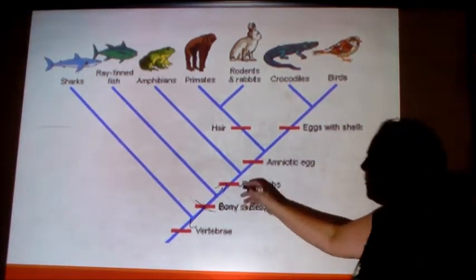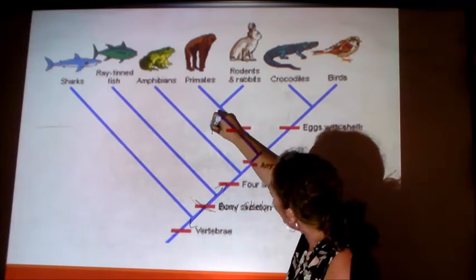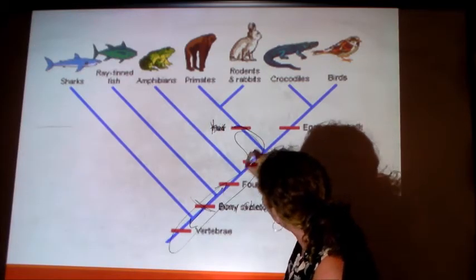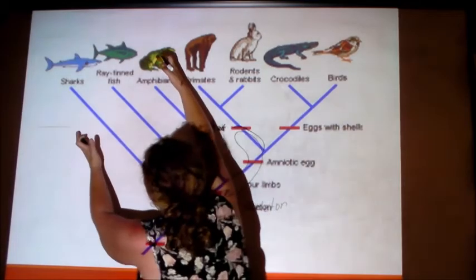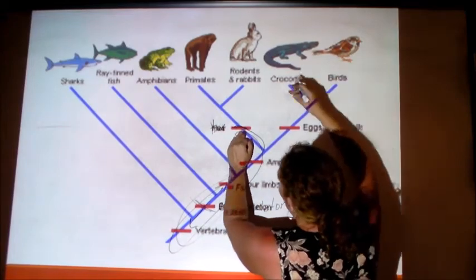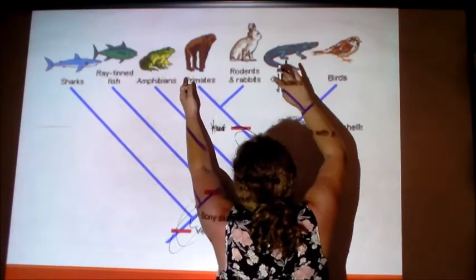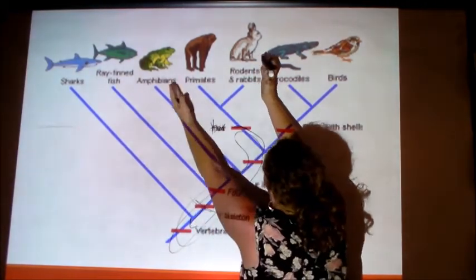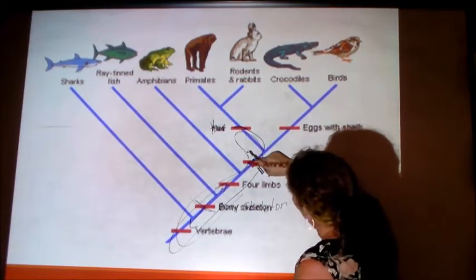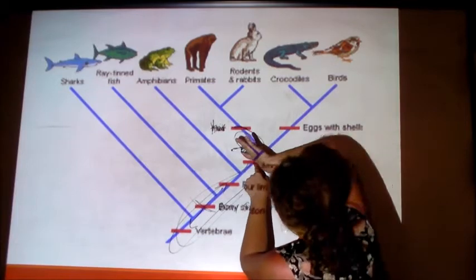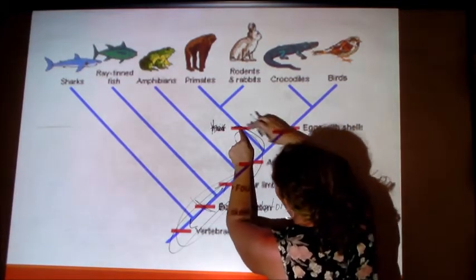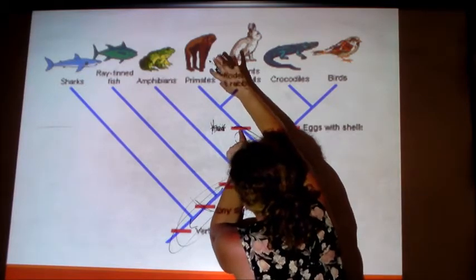All right? Then we get all the way up here and we see the evolution of hair. So nothing from this point down has hair. It was only evolved right here in the timeline, and so everything from this point over is going to have hair. All right? Now, if hair was here, or if hair was here, that would mean everything from this point forward. But since hair evolved here, it's everything from this point forward.